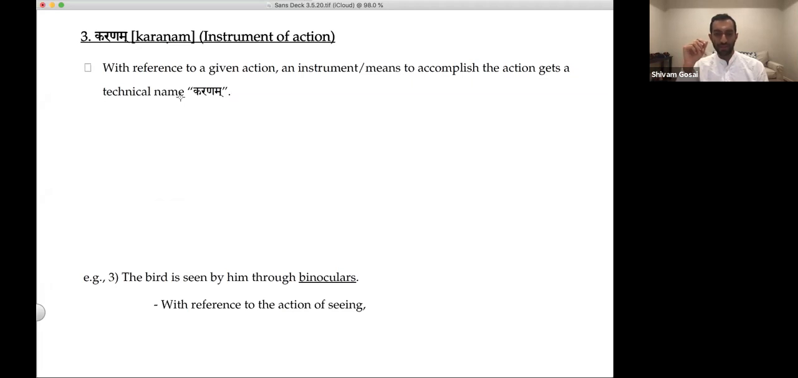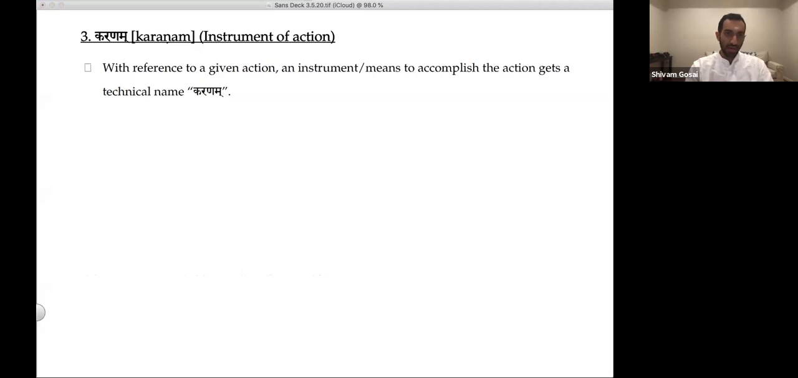Yep. So who sees? This is a bit tricky. I was being a little bit tricky, right? Well, it's not that tricky because everyone got it right. He is the karta. He is the one who is seeing. He sees what? He sees the bird. The bird is the karma. I don't even need to ask you to type it, right? I know you know the karanam is binoculars. He sees through the binoculars. So it's an instrument with which he sees or by which he sees. So karta, karma, karanam.